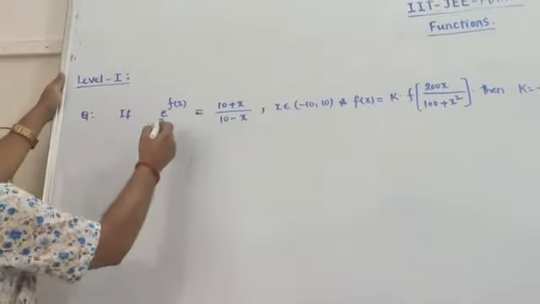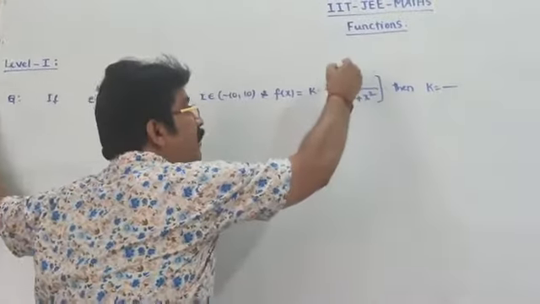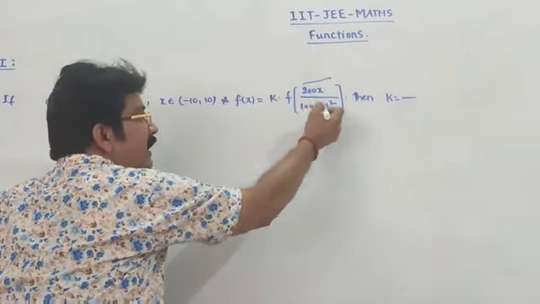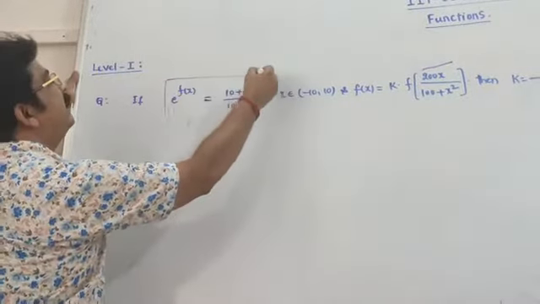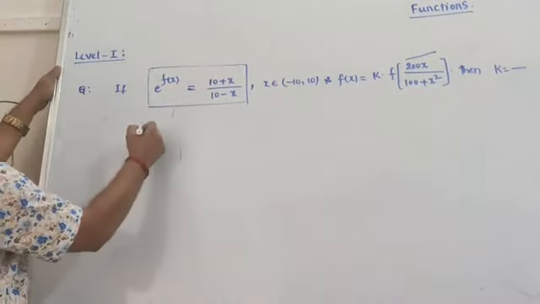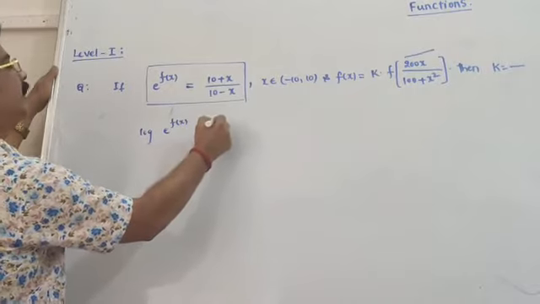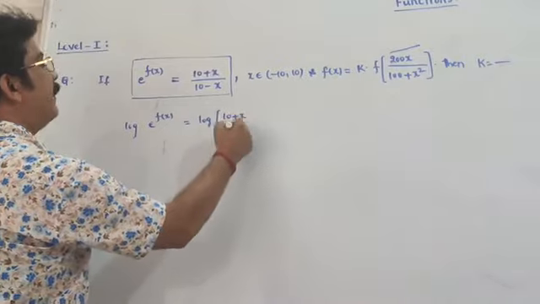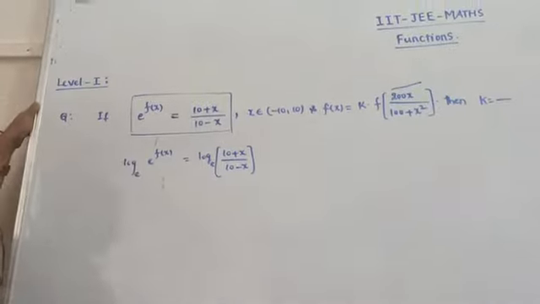Now here first we shall write the value of f of x, because we have to find this value f of 200x divided by 100 plus x square. So e power f of x equals 10 plus x divided by 10 minus x. Applying log on both sides, log e power f of x is equal to the logarithm of 10 plus x divided by 10 minus x, I mean the base e natural logarithm.